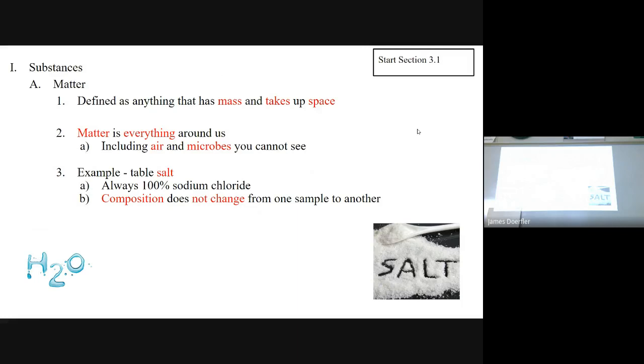Now, table salt, no matter where you get it from, is always going to be sodium chloride. It's always going to be NaCl. It does not change in terms of its composition. No matter where you get it from, it will always be that composition, that ratio of elements coming together.